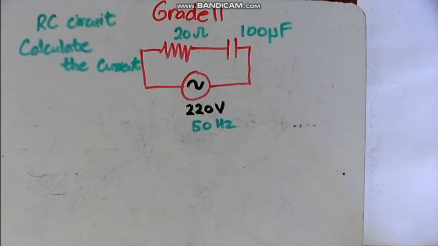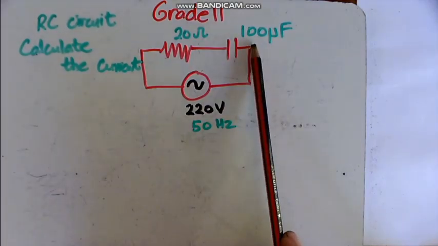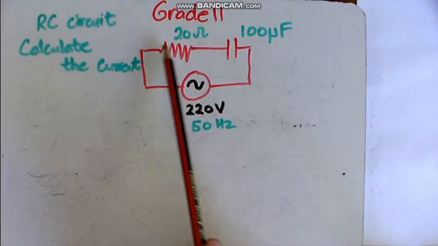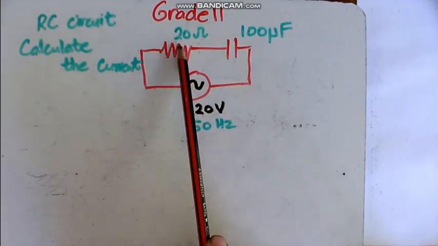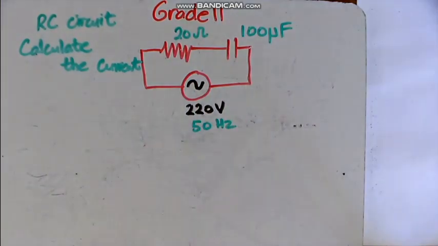Right, so here we have an RC circuit, and we need to calculate the current. We know that in a series circuit, the current is the same throughout the circuit, and at any point in the circuit it will be the same. So before we can calculate the current, we will need to work out the reactance of the capacitor. So that will be XC. Then from that we'll have to work out the combined effect of the resistor and the capacitor, and only then will we be able to calculate the current.